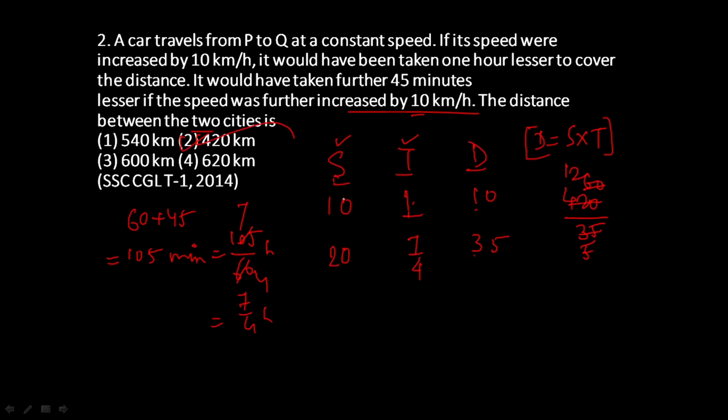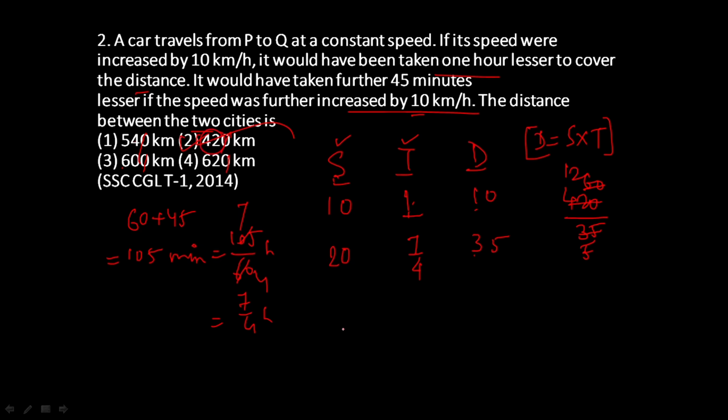Otherwise you can do it by option testing. How? In that case you first have to minimize the options. They are 540, 420, 600 and 620. In that case you have to take an option which has two factors with a difference of 1, because in the first question it said that if the speed were increased by 10 km per hour, it would have taken 1 hour less to cover the distance. So in that case only 42 is available there.